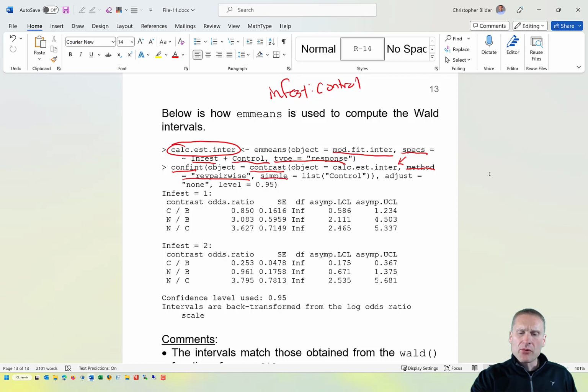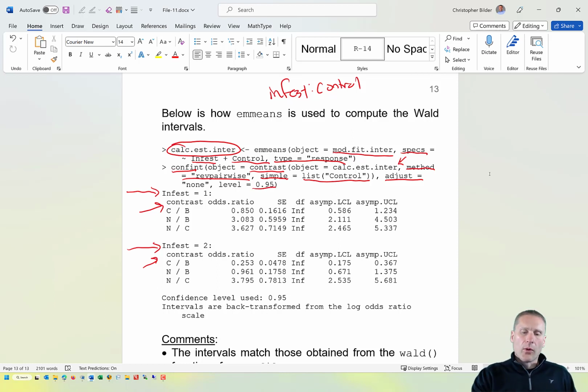Then for my simple argument inside contrast, what I want to specify is that I only want to look at odds ratios corresponding to control. And so this package recognizes that, okay, you want odds ratios corresponding to control, and it will show you what happens for all the levels of infest. No familywise confidence level adjustment. I'm going to find 95% Wald intervals.